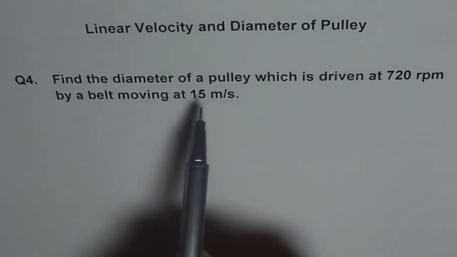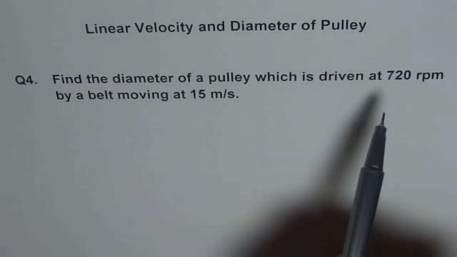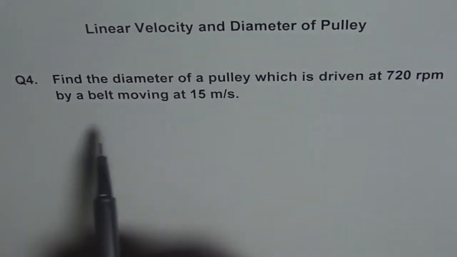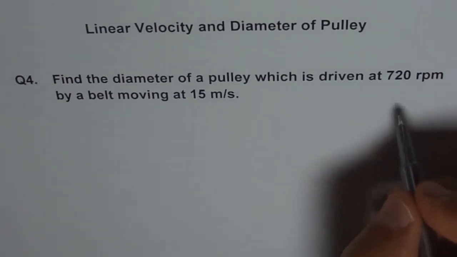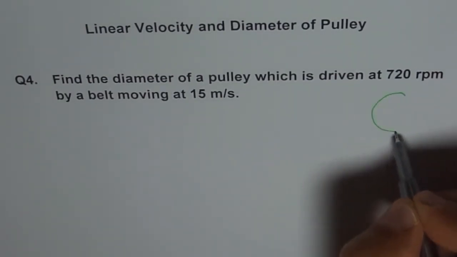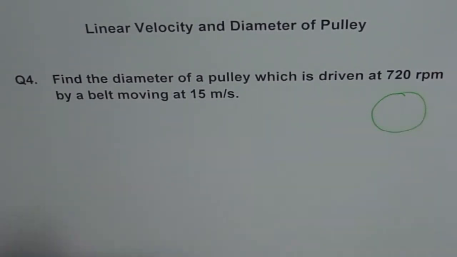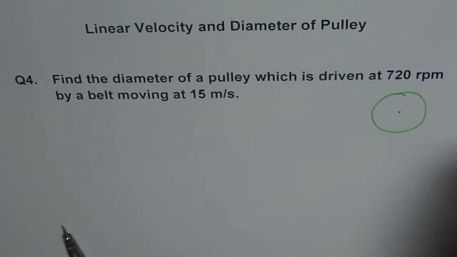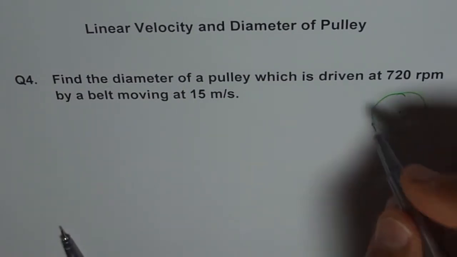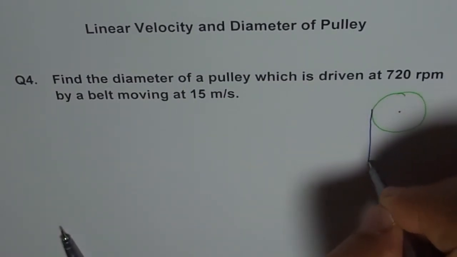Find the diameter of a pulley which is driven at 720 RPM by a belt moving at 15 meters per second. In most cases you see pulleys being driven by motors, so this is a practical case and always to be seen. So what is happening here? This is my pulley. It is being driven by a belt. Let's say this is my belt.